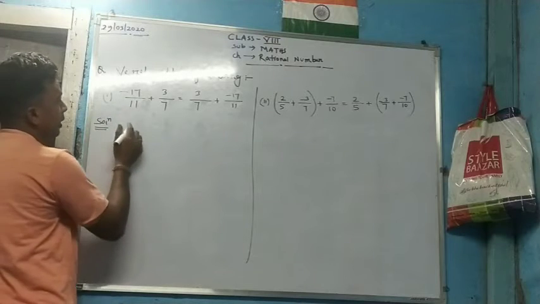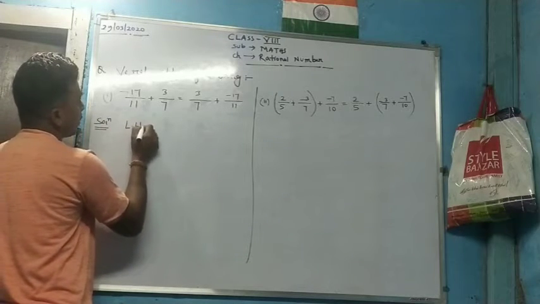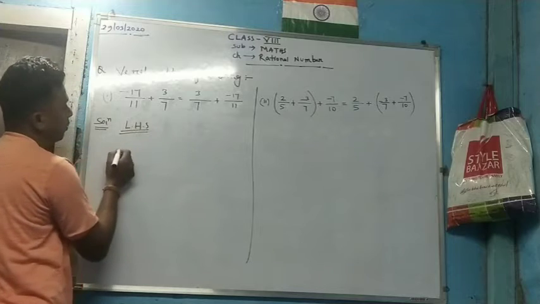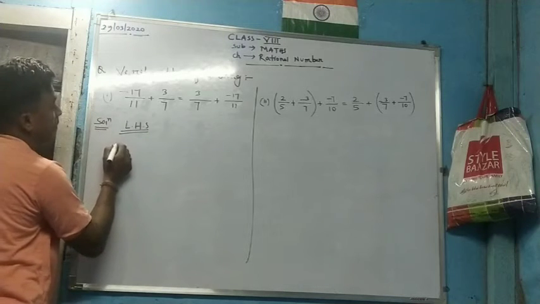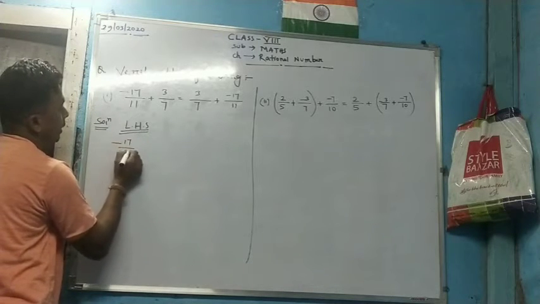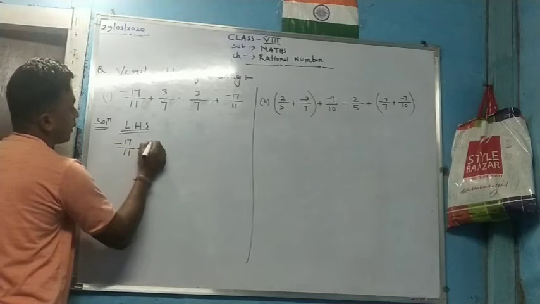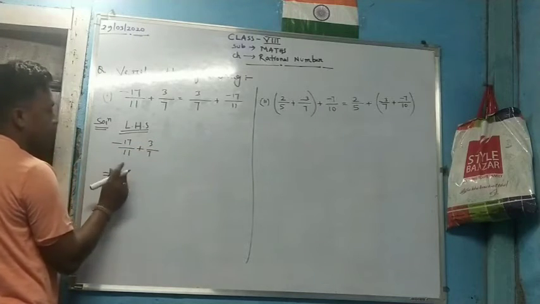So in this case, you have seen the left hand side. I'll just first write the left hand side. What are the terms? Sorry, equation I have said. Minus 17 by 11 plus 3 by 7. The normal calculation.